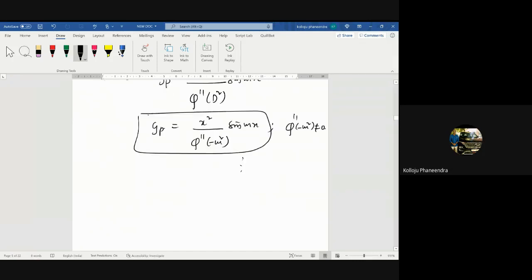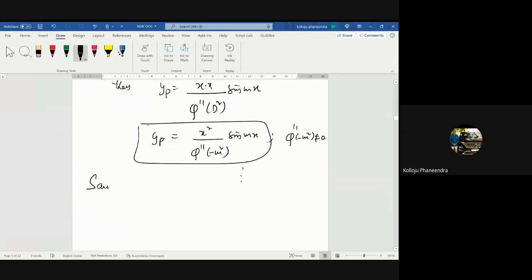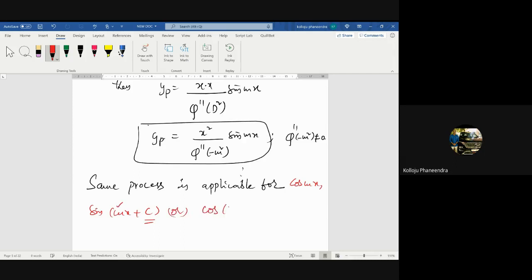And the same procedure is applicable for cosine mx, sine mx plus c. See, in mx plus c, there is no importance for this c. Importance is only for this m, or cosine mx plus c. Okay, this is one thing.